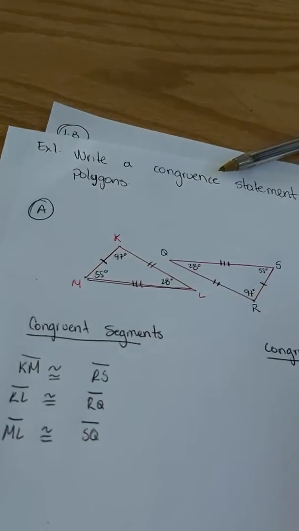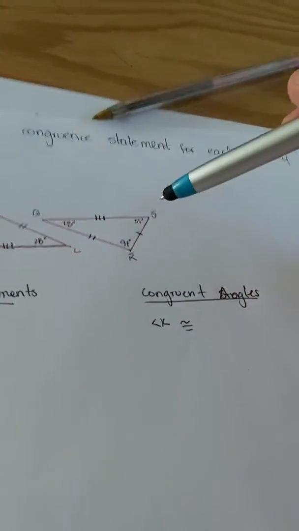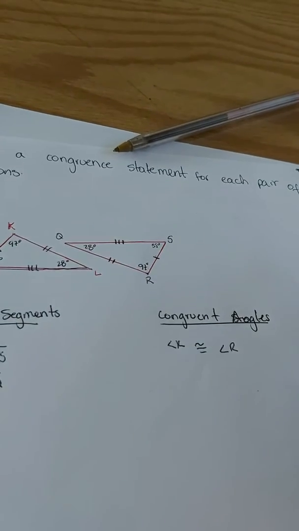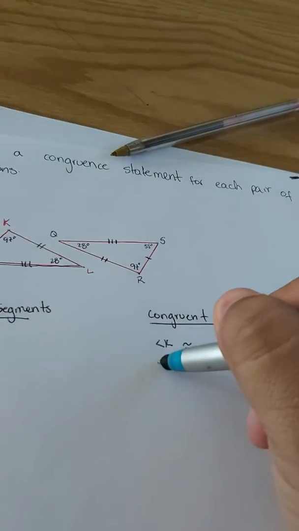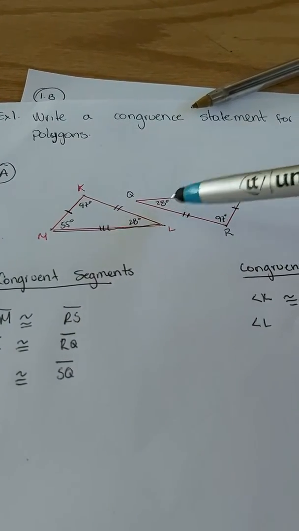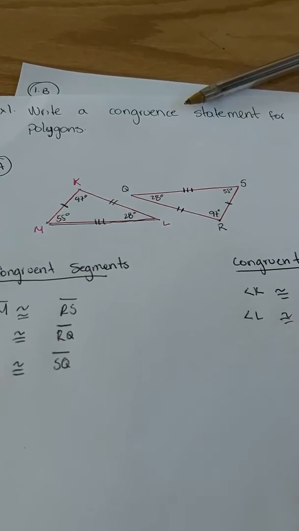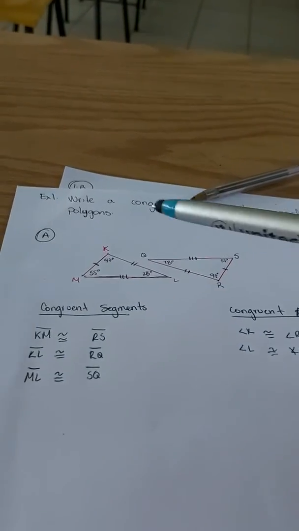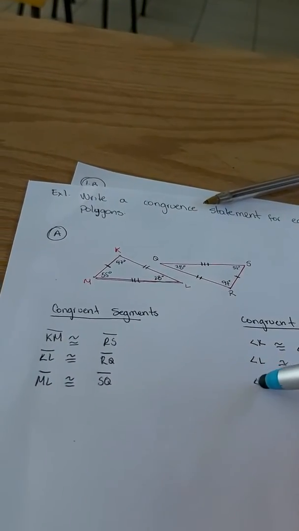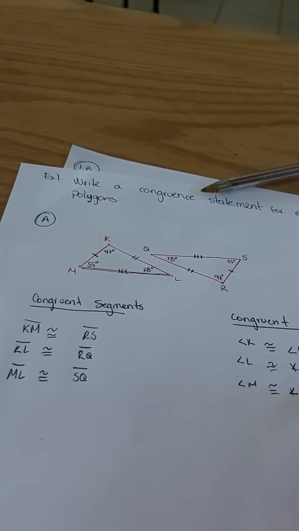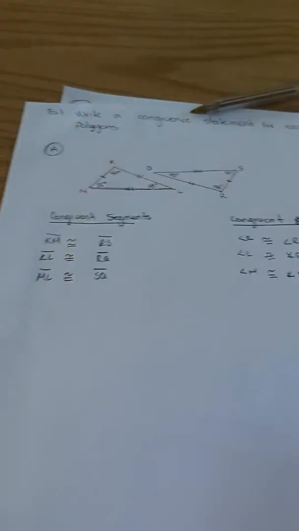Now, if we look at the angles, angle K measures 97 degrees, is congruent with angle R. Angle L, which measures 28 degrees, is congruent with angle Q. And angle M, 55 degrees, is congruent with angle S.